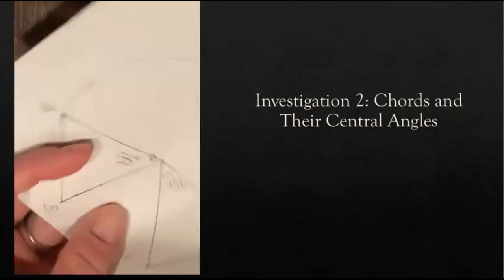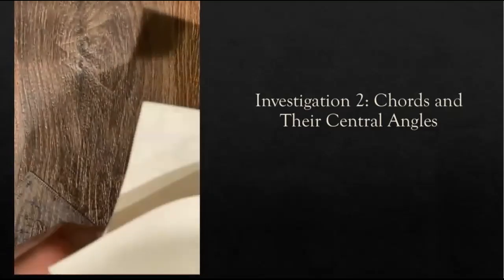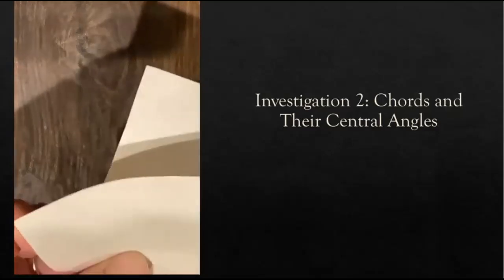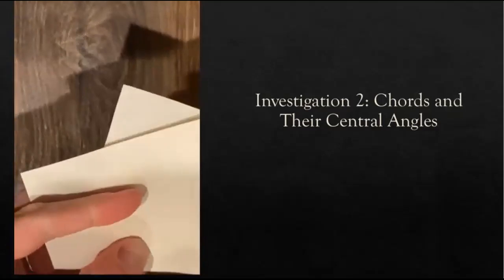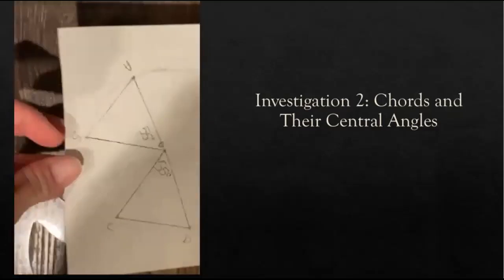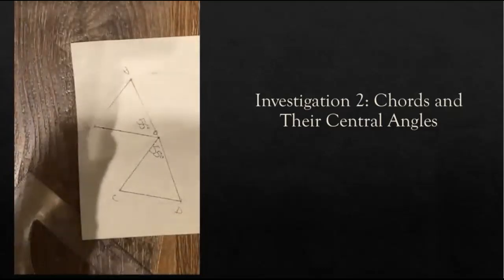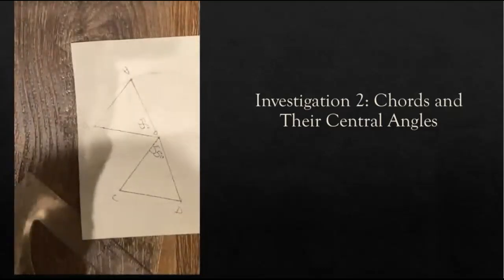If you fold at the center, and mine was a little bit see-through, it wasn't quite patty paper, but I could see through it enough that I could line those up and I could see that those central angles were congruent. Because those central angles were congruent, I know that the arc measurements were both 55. So arc AB measured 55 degrees and arc CD measured 55 degrees.